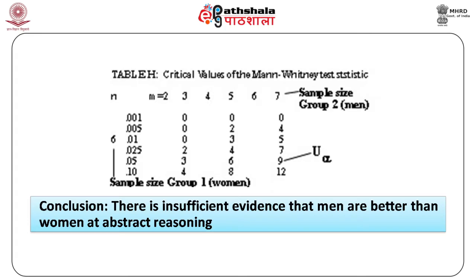Since U equals 29, and U is greater than 9 and U is less than 33, do not reject the null hypothesis. Conclusion: there is insufficient evidence that men are better than women at abstract reasoning.